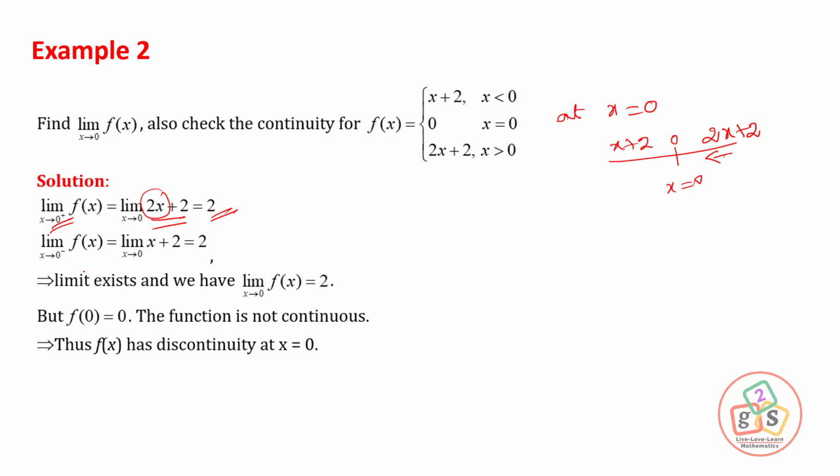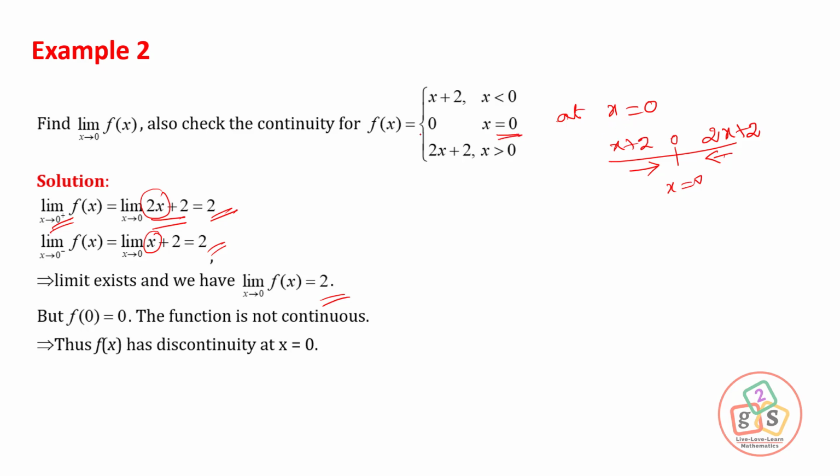Similarly, on the left hand side, limit x tends to 0 minus of f of x. So 0 minus is nothing but this side, the left hand limit. What is the function? x plus 2. So limit x tends to 0 of x plus 2. We put x is equal to 0, this term becomes 0, and we get 0 plus 2, nothing but only 2. So the right hand limit exists and the left hand limit exists and both are equal. Therefore we can say that the limit exists, and limit x tends to 0 of f of x is equivalent to 2.